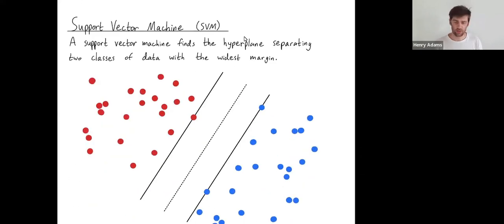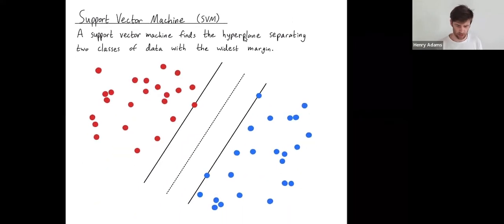What are support vector machines? Support vector machines are a popular tool in data analysis. Pretend at first that we have two classes of linearly separable data. So we have points from the red class and points from the blue class, which are linearly separable.